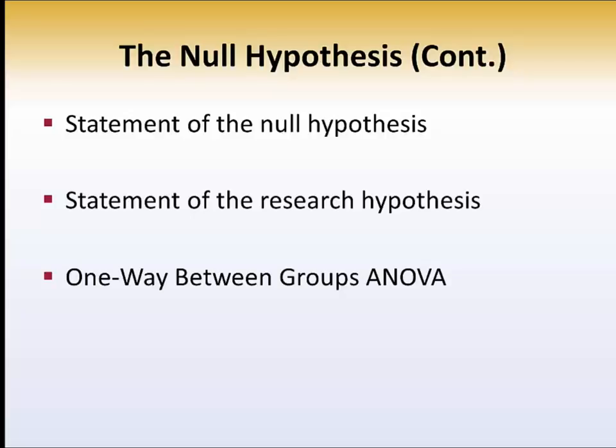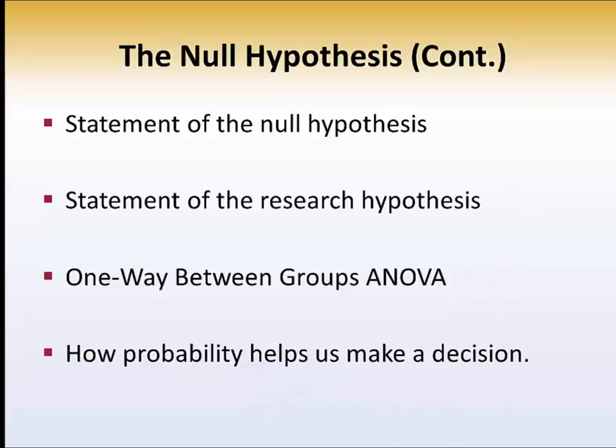And based upon the results of the one-way between groups ANOVA, you would make a decision about the probability of the null hypothesis being true. And it's that probability that helps us make a decision about whether we continue to entertain the null hypothesis, there's no difference amongst the training methods, or do we reject that hypothesis and conclude that there is a difference between the training methods in affecting how far athletes can throw a javelin.